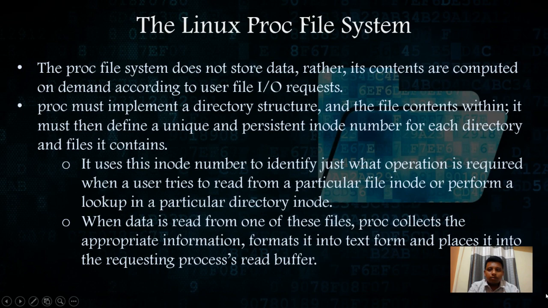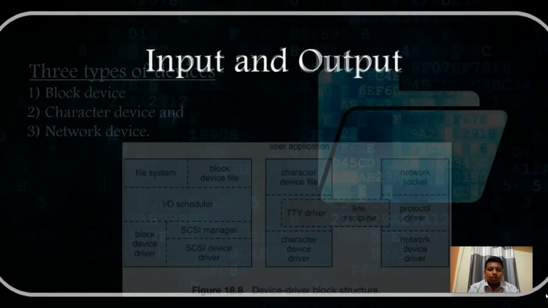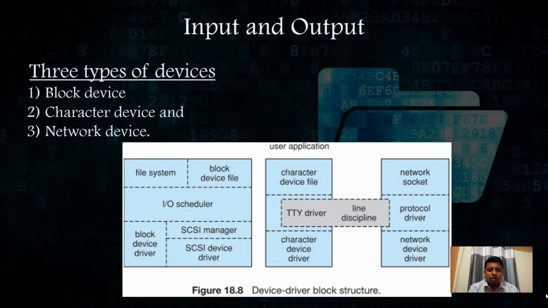This was all about the file systems of Linux. Now let us move to the next one, that is input and output in Linux systems. This input and output is divided into three topics, that is block devices, character devices, and network devices, which three are interconnected in Linux.